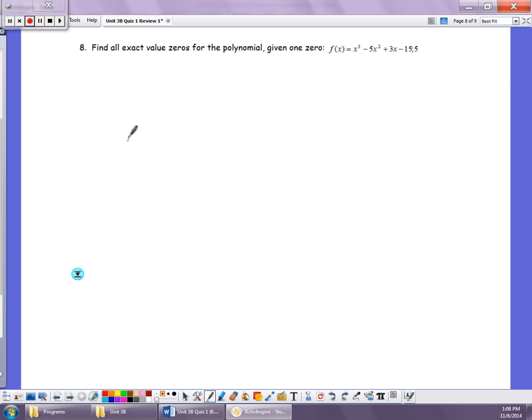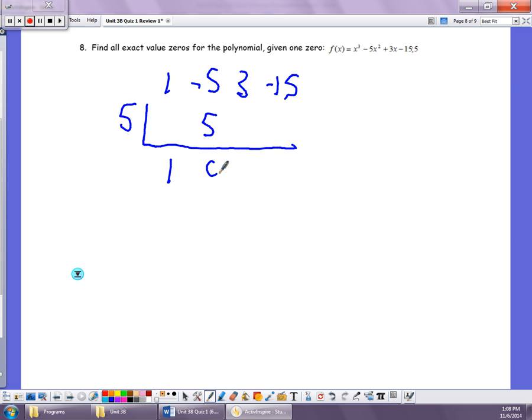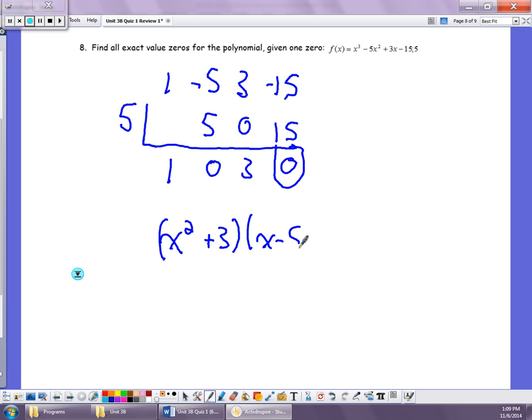Same exact process here. They give me 5. Here I'm not missing any terms, so I just have 1, negative 5, 3, negative 15. Bring down the 1, 5, 0, 0, 3, 15, 0. So again, I get a remainder of 0. So now again, I go down 1 degree. So x squared plus 0x plus 3 times x minus 5.